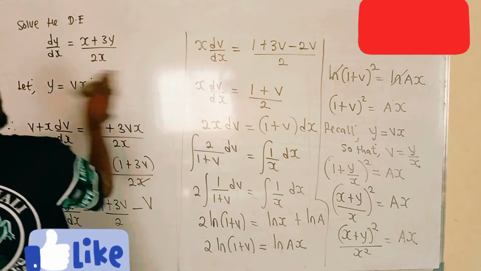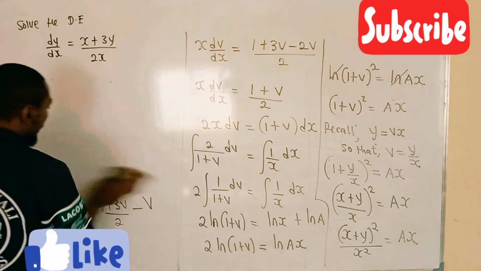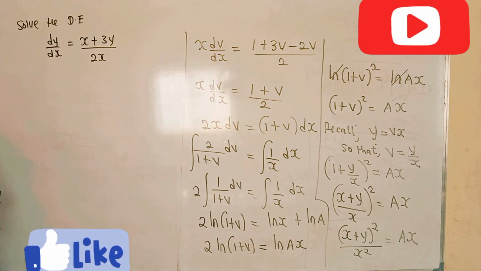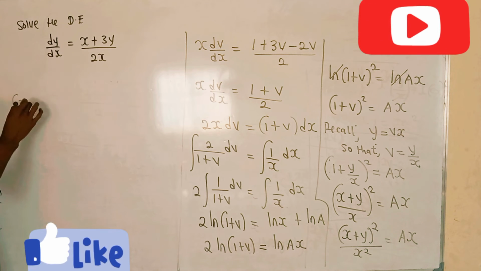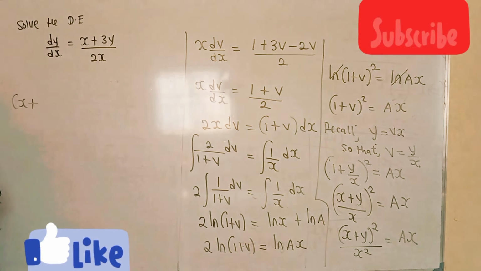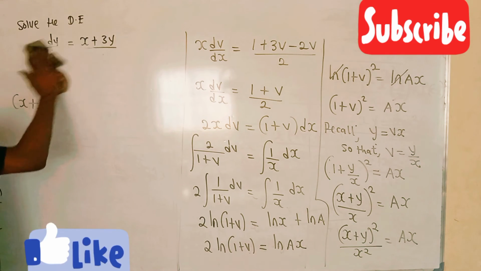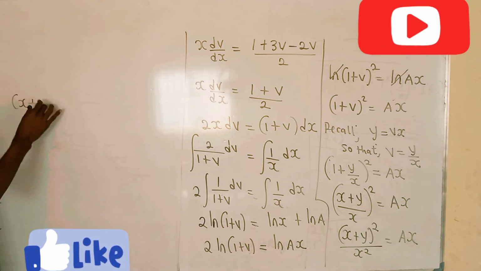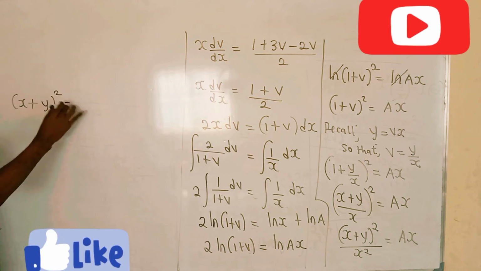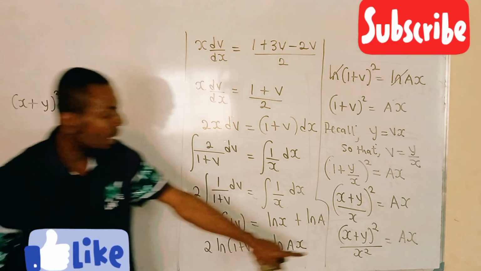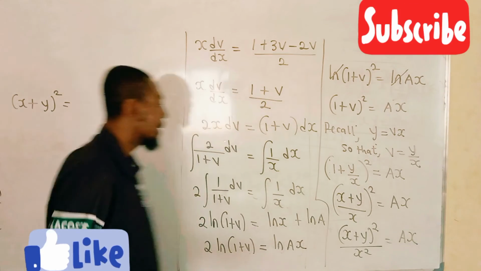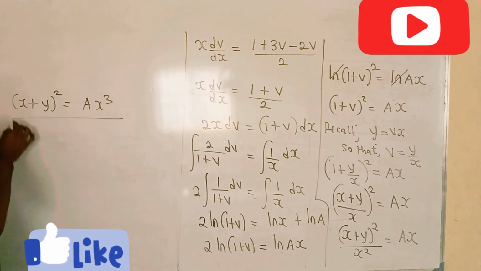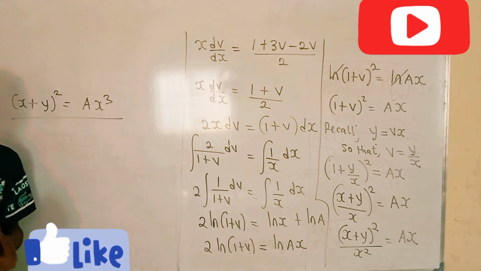We have finally here, our answer will be x plus y all squared, and then we cross multiply. x squared multiplied by ax will give us equal to ax cubed. Eventually, this becomes the final answer.